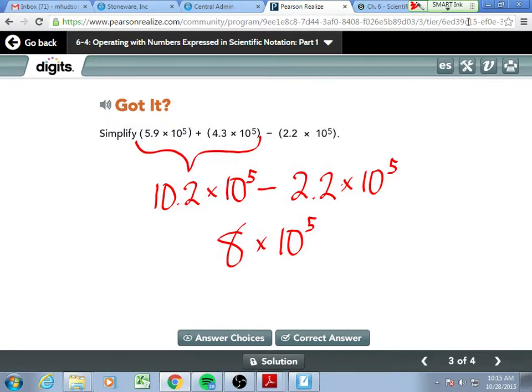Now I will say, if you want to write this properly, it's better to keep parentheses around your scientific notation expressions so you don't get confused. It's good to keep them grouped together.